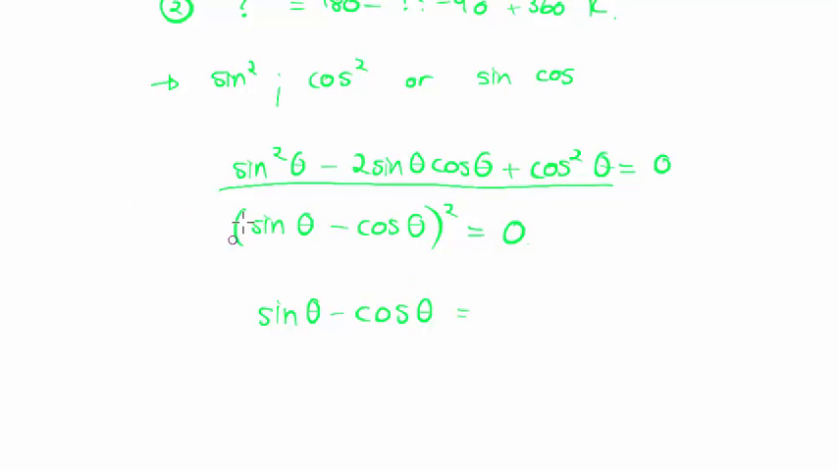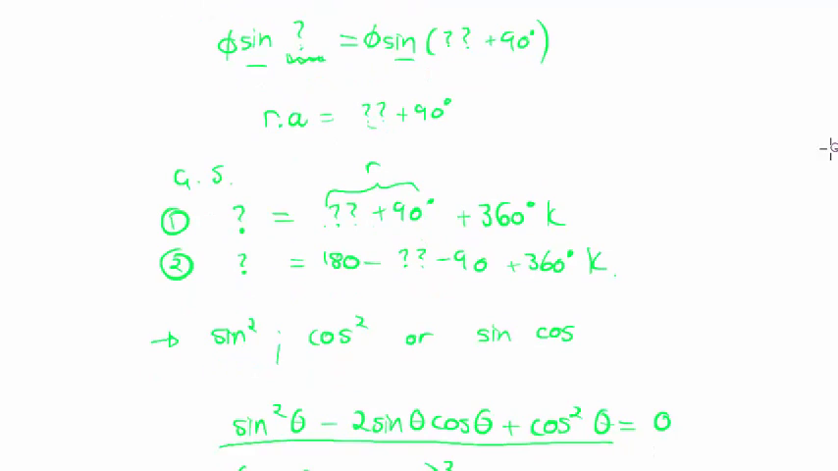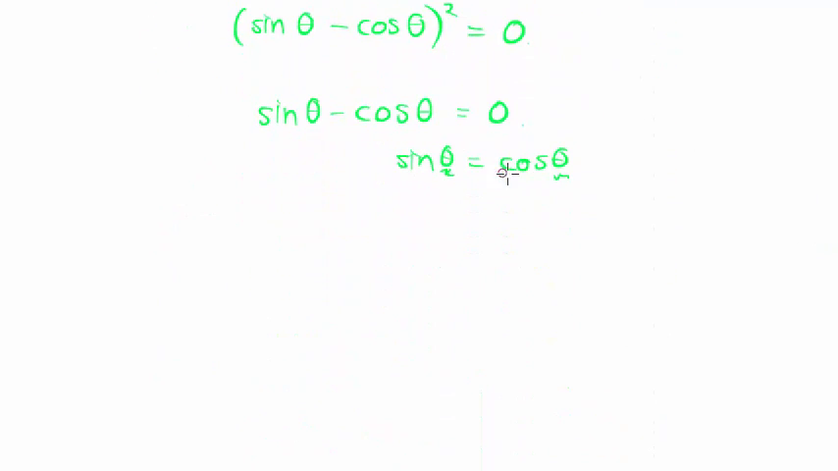So I can just take a square root on both sides. Is equal to 0. So sine theta is equal to cos theta. Now when these angles are the same on the inside, I don't do this long method I just did. I just divide both sides with the cos.